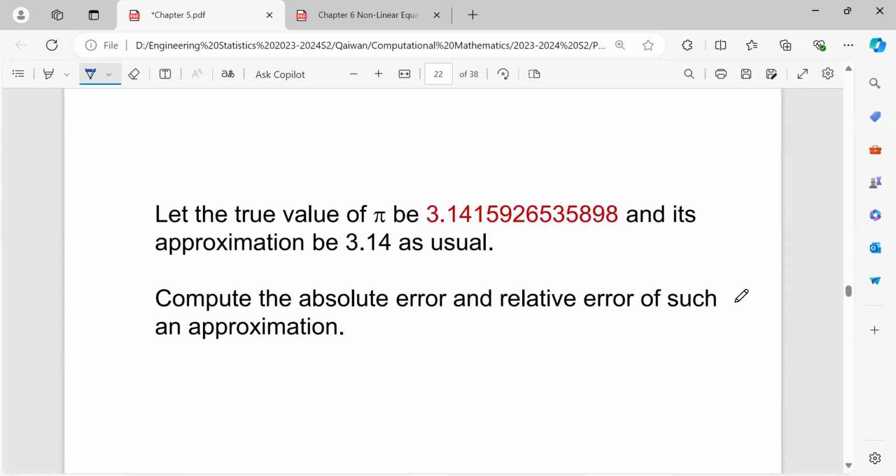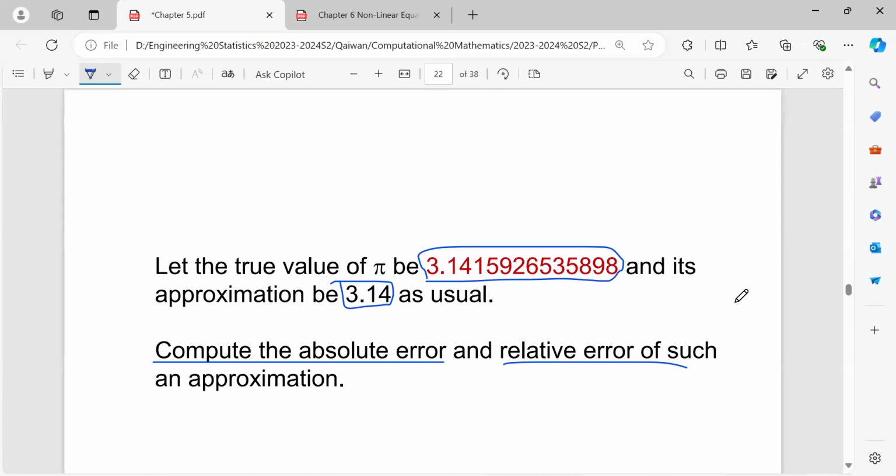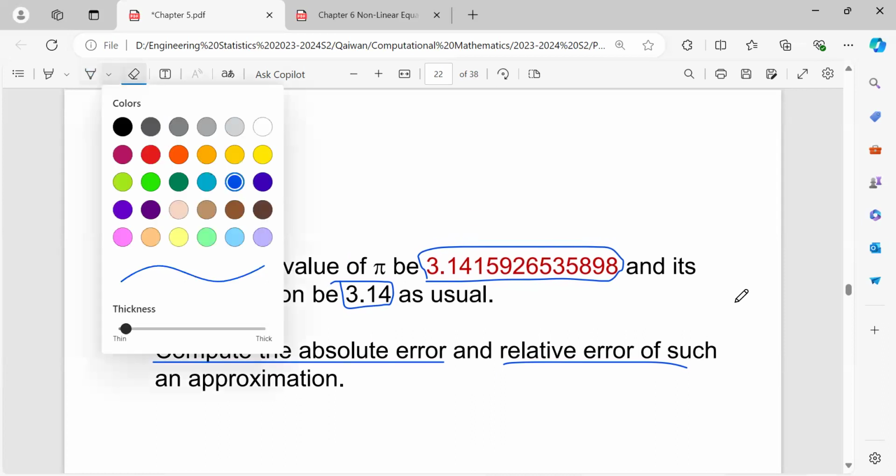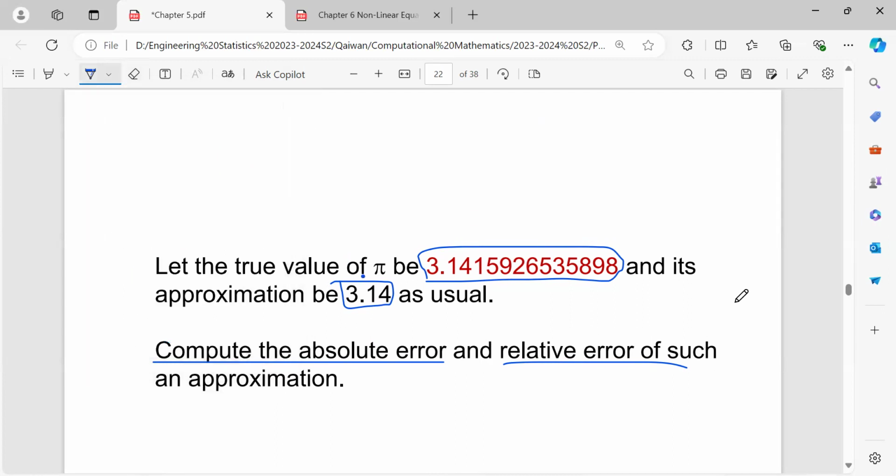Here, in this example, it says compute the absolute error and relative error for this one. If this is the true value and this is the approximate value, both are given. It says find both absolute error and relative error. So absolute error here, I am writing down above here. Absolute error is the absolute value of true value minus approximate value.